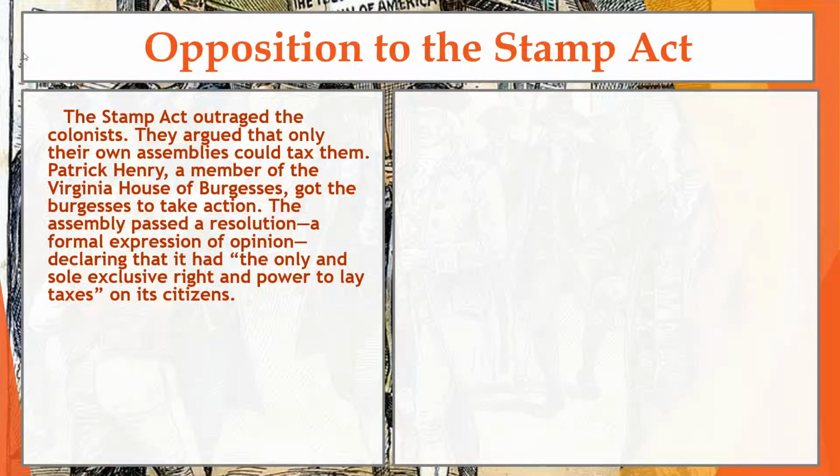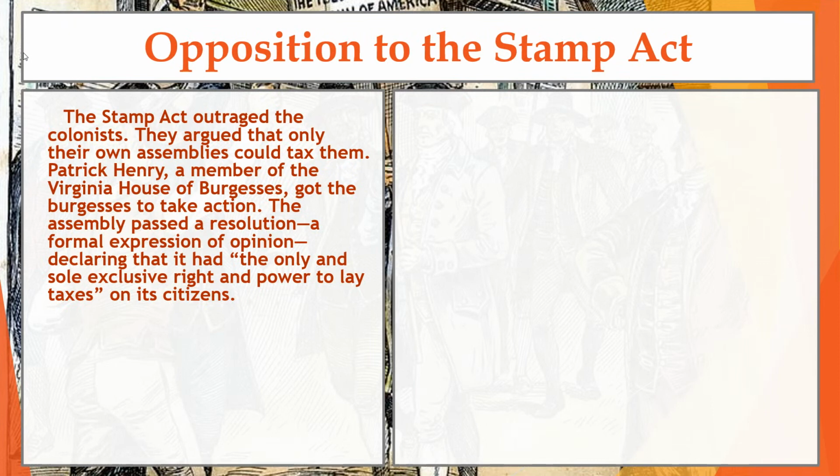The Stamp Act outraged the colonists. They argued that only their own assemblies could tax them. Patrick Henry, a member of the Virginia House of Burgesses, got the Burgesses to take action. The Assembly passed a resolution, a formal expression of opinion, declaring that it had the only and sole exclusive right and power to lay taxes on its citizens. So there's the paragraph right there.